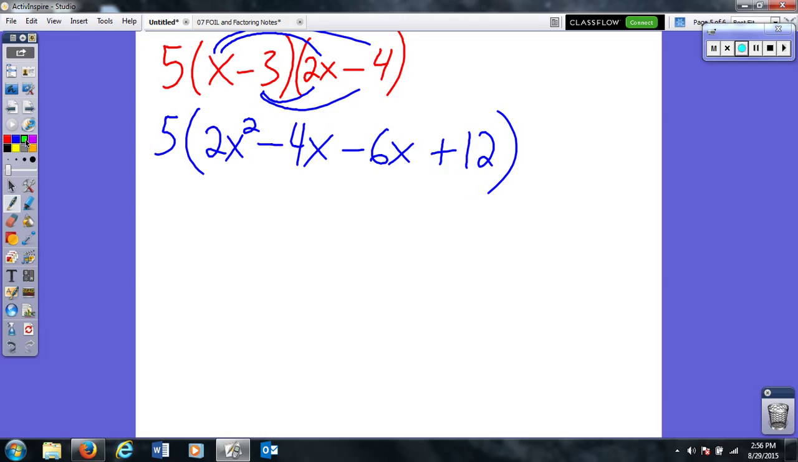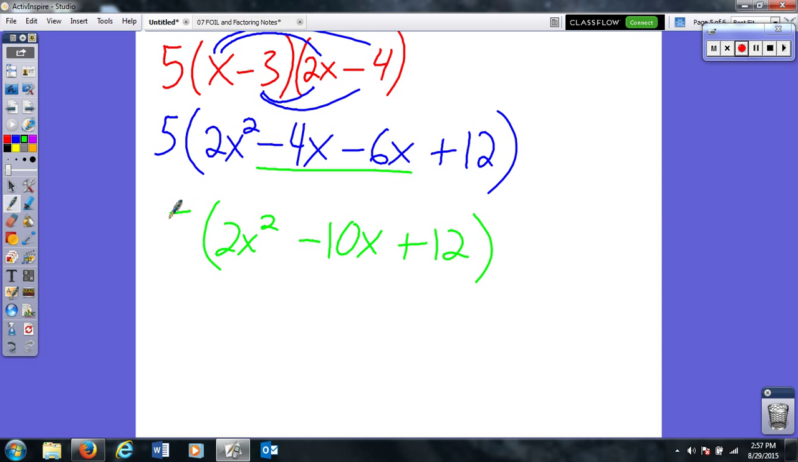Now inside the parentheses here, we've got like terms that we can combine. So negative 4x plus 6x gives us negative 10x. Copy down all the rest of it here. And now we've got 5 times a trinomial. We can just distribute the 5 through that trinomial.